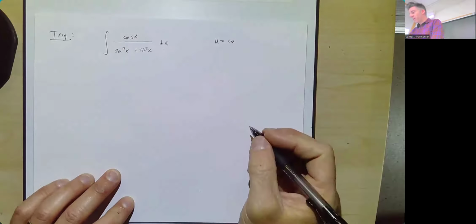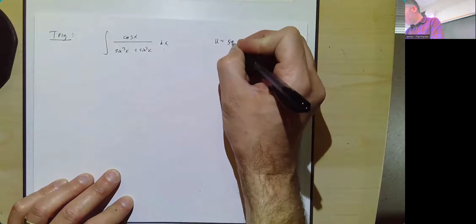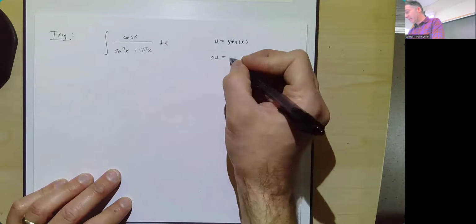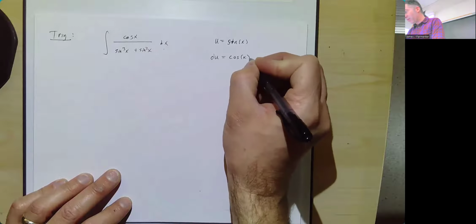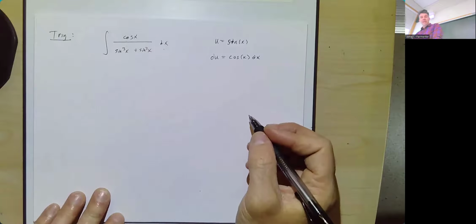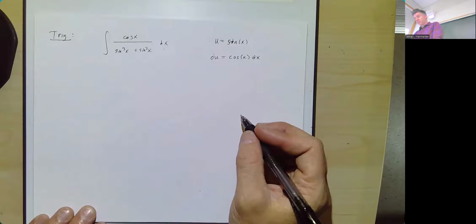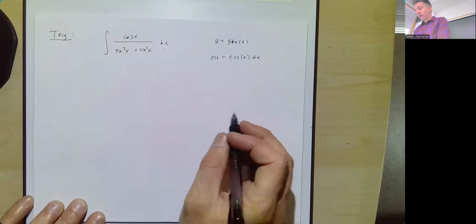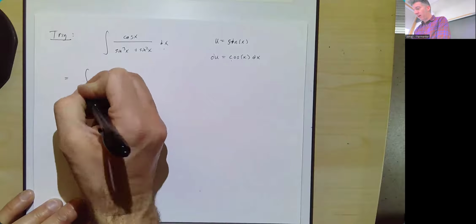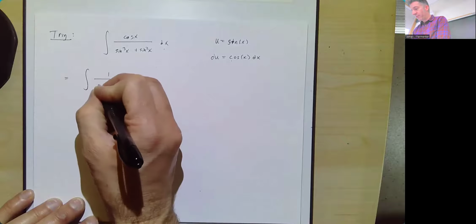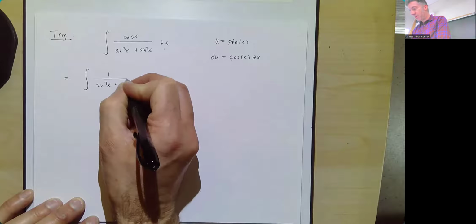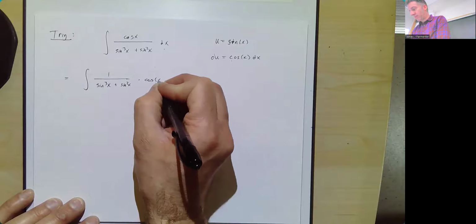Sorry, I just wrote cosine. I'm always trying to make a choice for u so that the du I end up getting is in my integral. And the derivative of sine is cosine of x. The du is cosine of x times dx, and I exactly have that. If you like, and I do like, you can rewrite this as the integral of 1 over sine cubed x plus sine squared x times cosine of x dx.